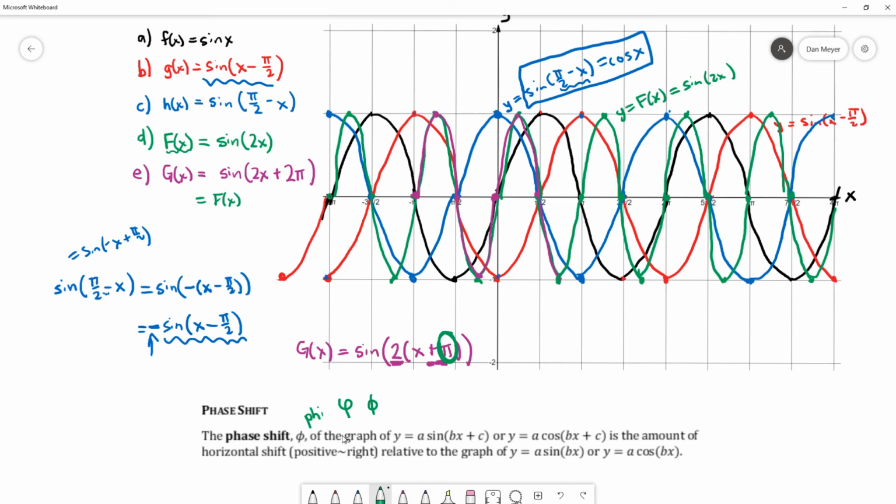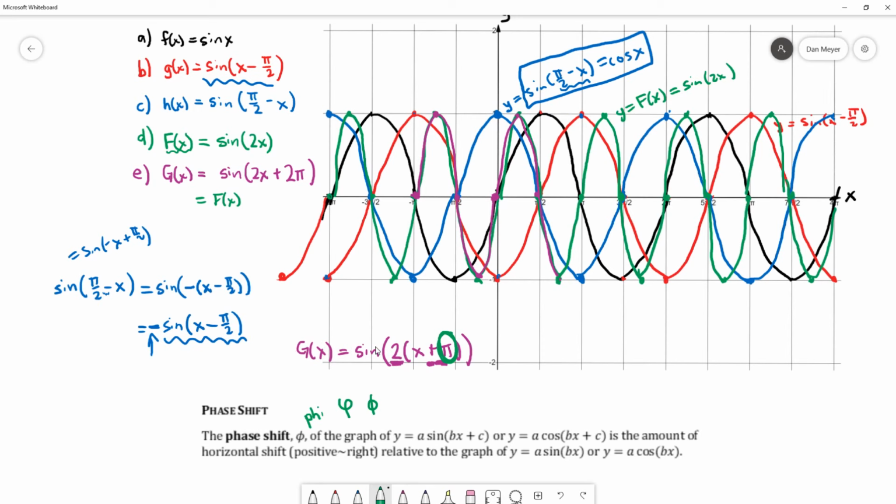But the phase shift would be after you've done all of the stretching. I guess the definition here is a little bit confusing. We have y equals A sine of bx plus c, y equals A cosine of bx plus c. It's the amount of shift relative to the graph of A times sine bx. So your starting point is after you do all of the vertical and horizontal stretching, then you shift it. That's the phase shift.